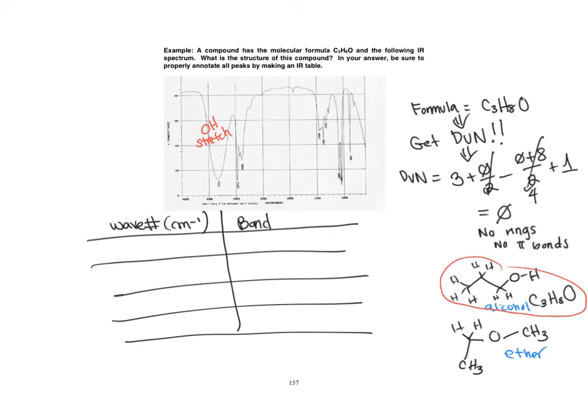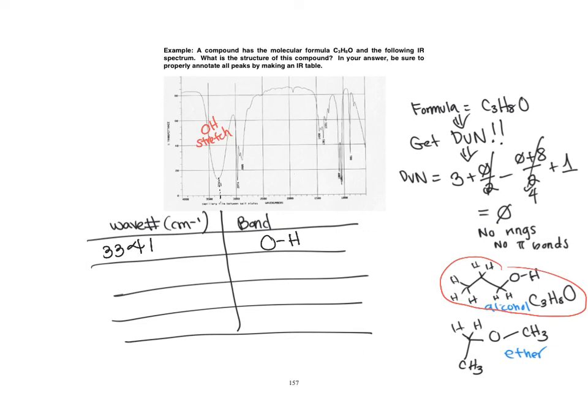So we need to fill out our chart. What kinds of bonds do we have? Well, we have the OH. We know that appears around 3400. Use the number that's already printed on there for you. That makes it easier, 3341. That doesn't always happen. If it doesn't, I just take the middle of the peak and kind of follow down to the x-axis and get my best approximation.